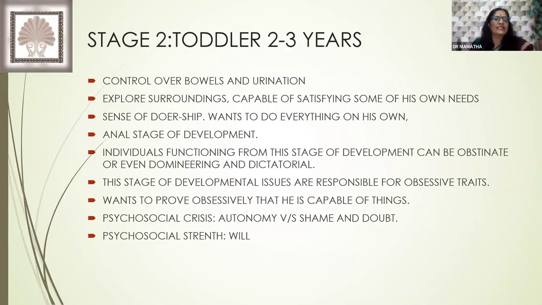So stage two is the toddler stage, or 2 to 3 years. This toddler stage is mainly anal. This is the anal stage of development where the child learns to have control over bowels and urination. So this is the main thing during this stage two, toddler stage of development. And in this stage, the child starts to explore the surroundings. Now he is capable of satisfying some of his own needs and has a sense of doership, wants to do everything on his own.